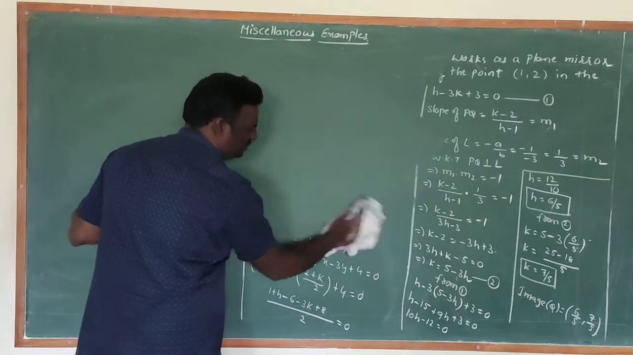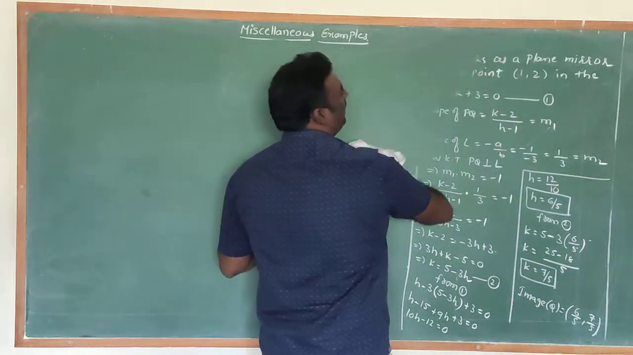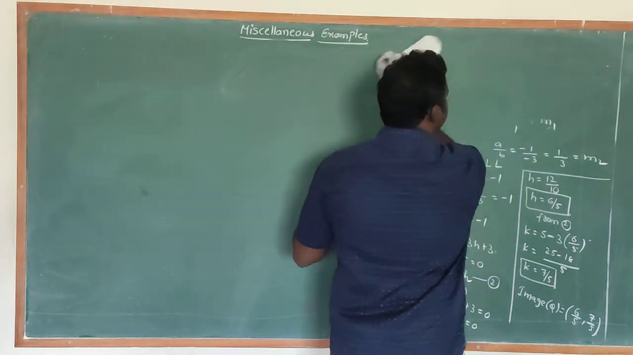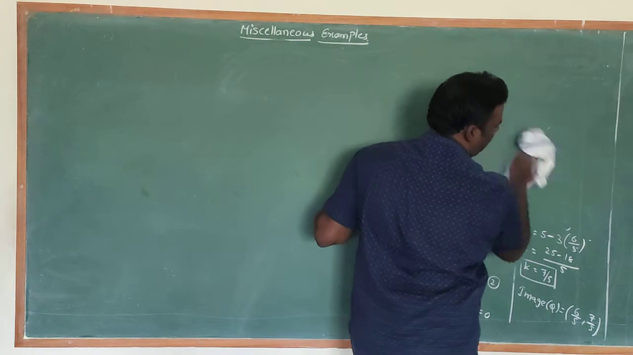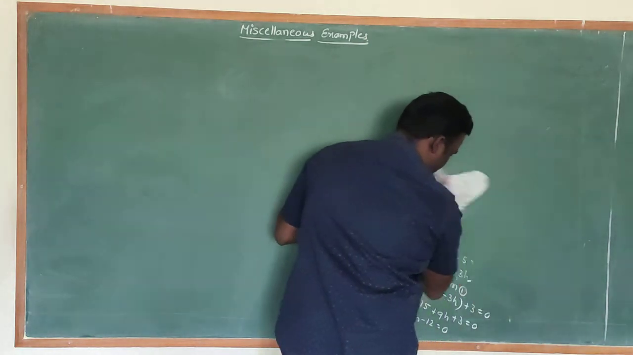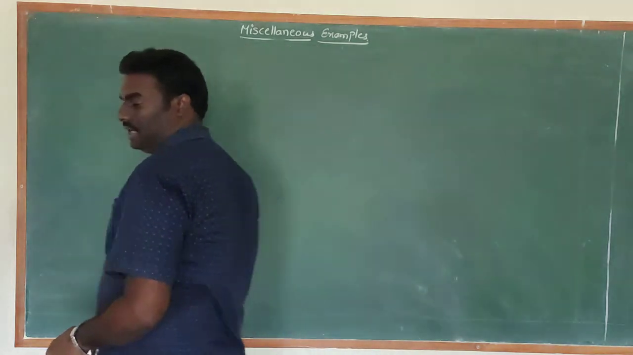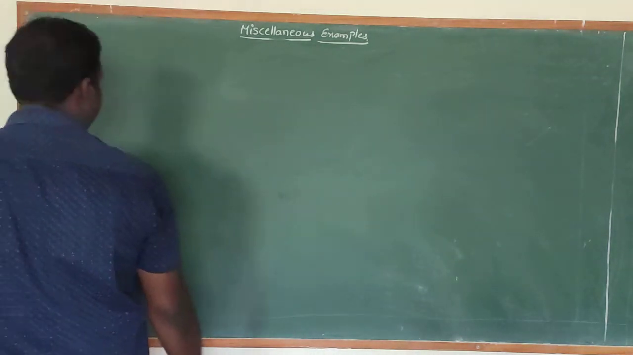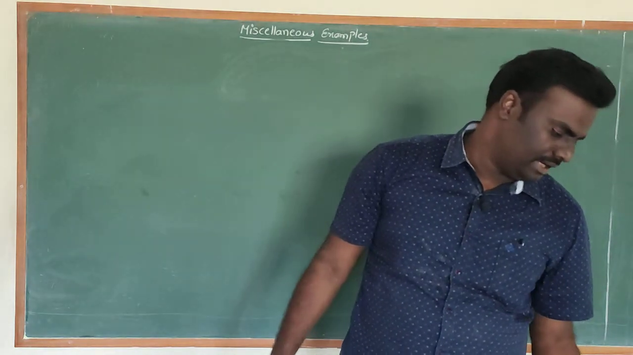But in objective, we have shortcut formulas for finding image, as well as, in the previous session we discussed, foot of the perpendicular. No need to do the process. In PU compulsory you need to follow this. In objective, shortcut methods are there for finding foot of the perpendicular and image.